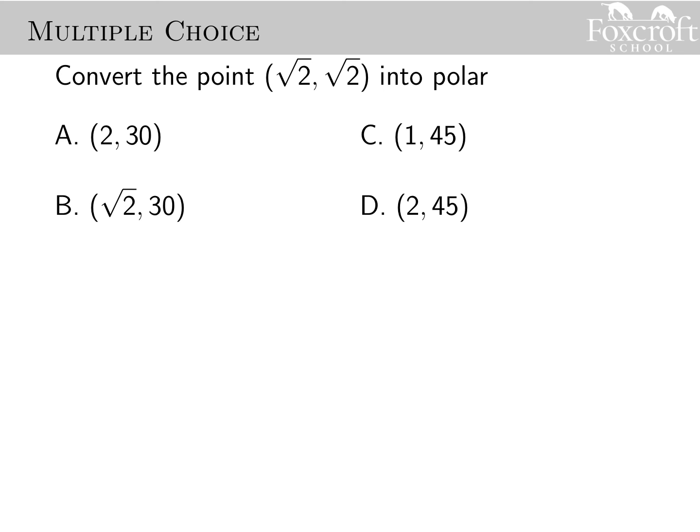And the last one, convert the point square root of 2, square root of 2 into polar coordinates. For some reason, I don't know why I did this, the angles here are in degrees. I would say try to figure out what this point is in polar coordinates.